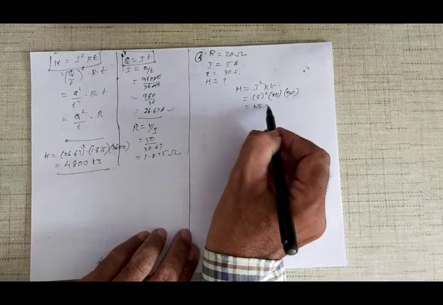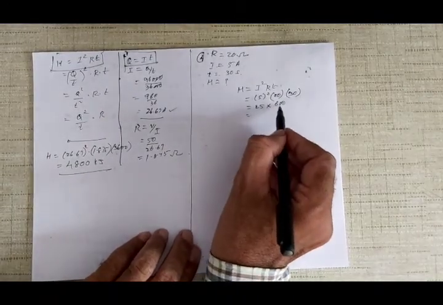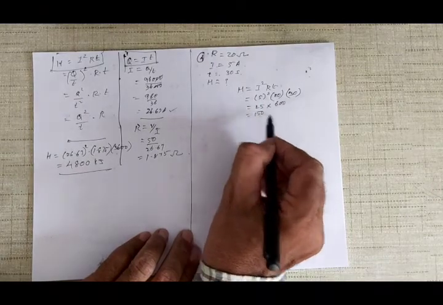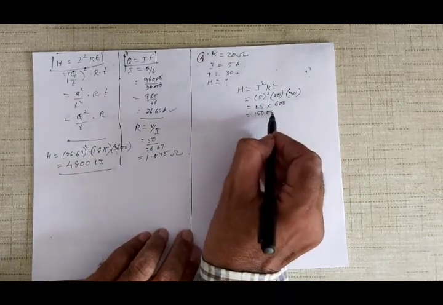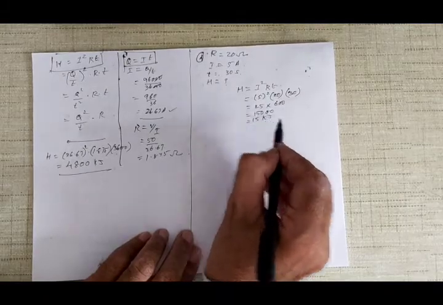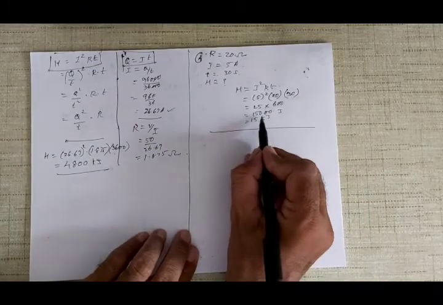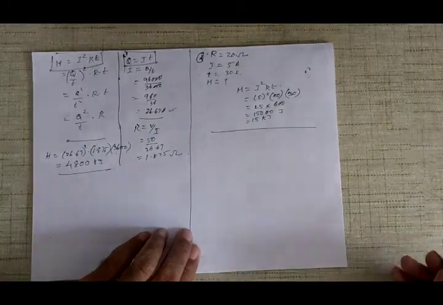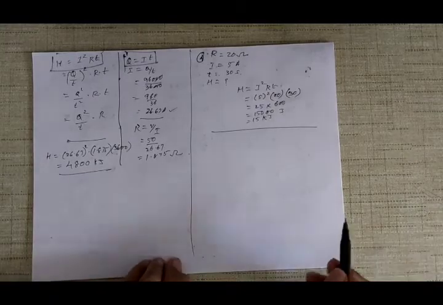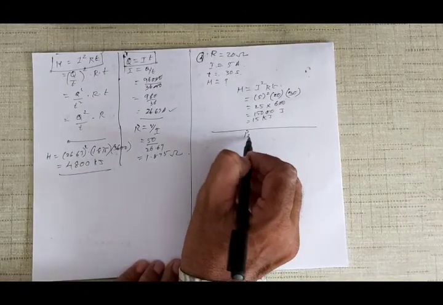5 5s are 25. 25, 3 2s are 600. 25 into 6 is 150, and then followed by 2 more zeros. So this answer is in joules. Divide by 1000 and you get the answer in kilojoules, or 15 kilojoules. So you can see these questions are not difficult. Now we come to power.